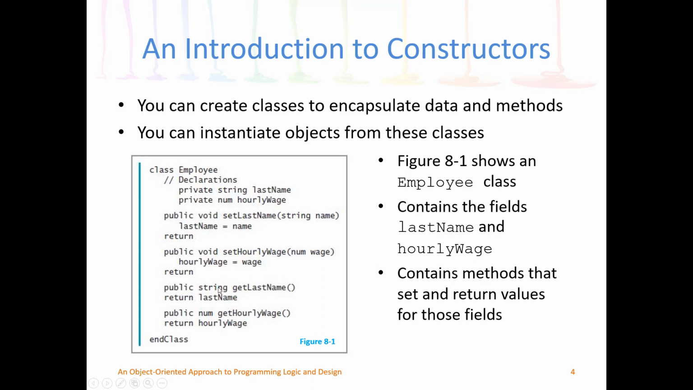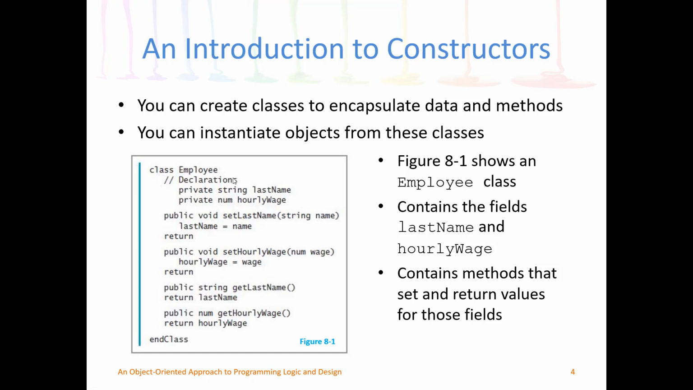We then have a string method called get last name. It passes nothing, but it returns a string. So return last name. In public, we return a number. Get hourly wage, we don't pass anything, but we return a number. And that ends the class. So this is all we're interested in as far as an employee goes: their last name and their hourly wage.